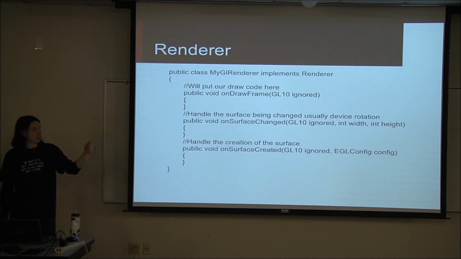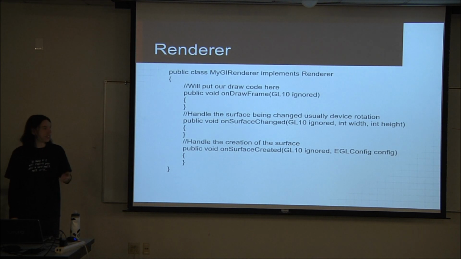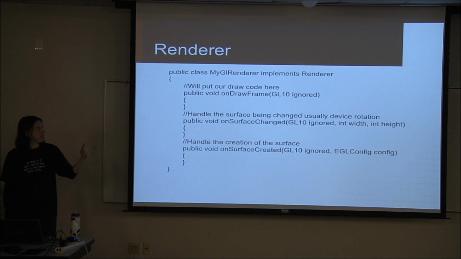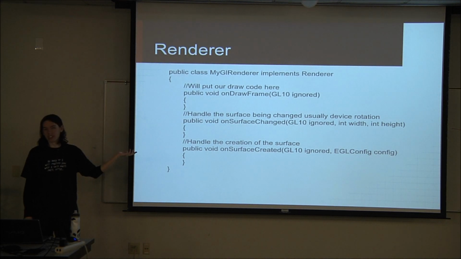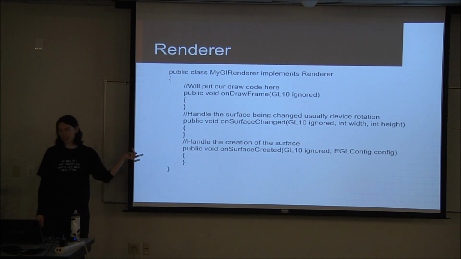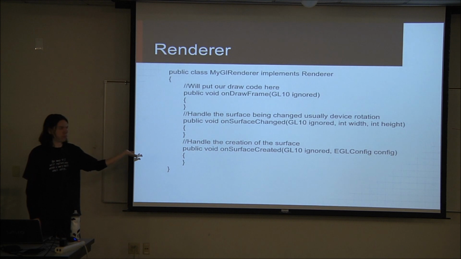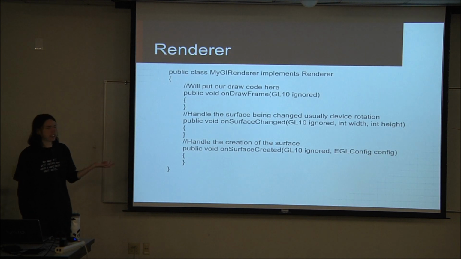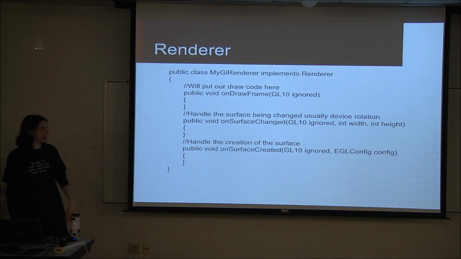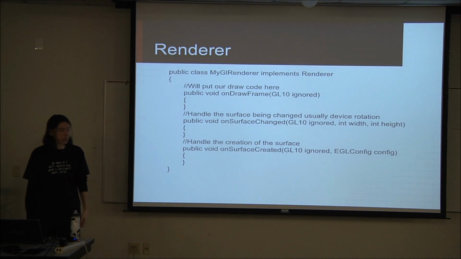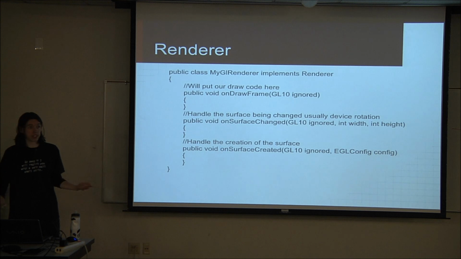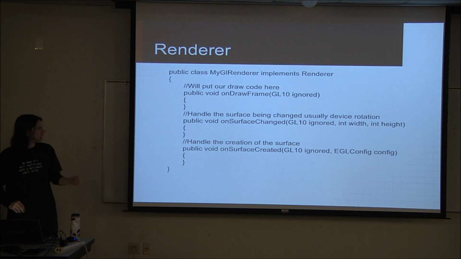So the renderer has onDrawFrame, onSurfaceChanged, and onSurfaceCreated. In onDrawFrame, you can see a bunch of GL10 parameters being ignored. That's deprecated code from the interface from when GLES 1.0 was there. It's just ignored and serves no purpose right now. Technically, you can use it to make sure you're running OpenGL 2, but there's really no purpose for GL10 to still be there besides making everything work nicely and not changing the interface around.